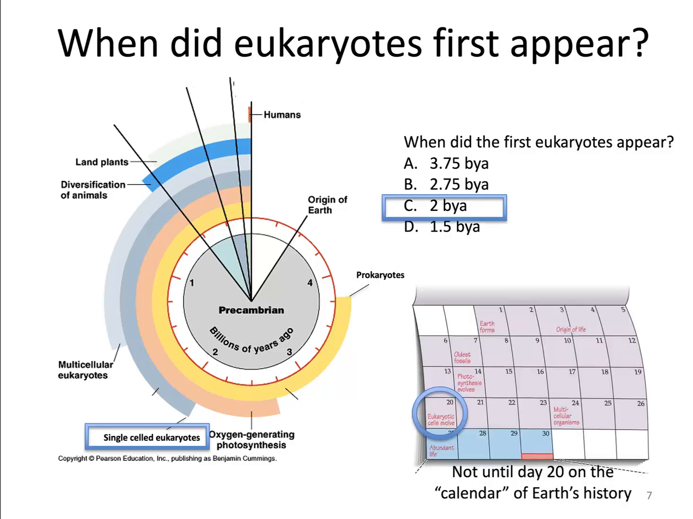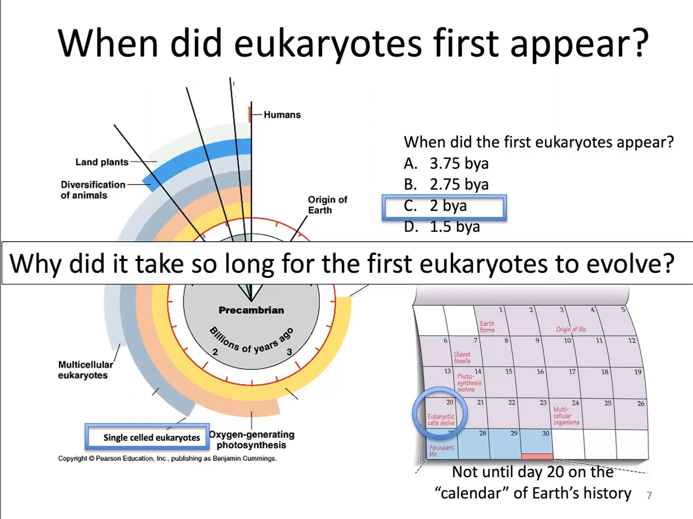Okay, if you said 2 billion years ago, you're correct. So we see the first single-celled eukaryotes popping onto the scene around 2 billion years ago. And once again, if we compress all of this, 4.5 billion years, onto a 30-day calendar, it's not until about day 20 that we see eukaryotes coming onto the scene. So it's pretty late in the game that eukaryotes evolve.